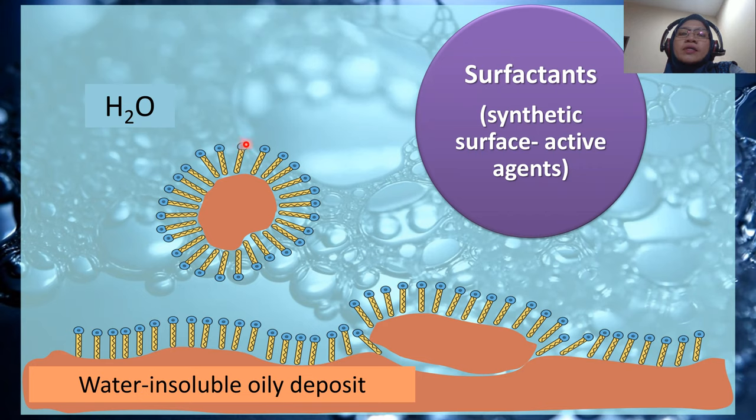So that's why it has a tendency to expose this structure into the water. While the other end, the yellow tail here, is hydrophobic, which is the water hating group. So it has a tendency to avoid contact with water. The different characteristics will promote the removal action.